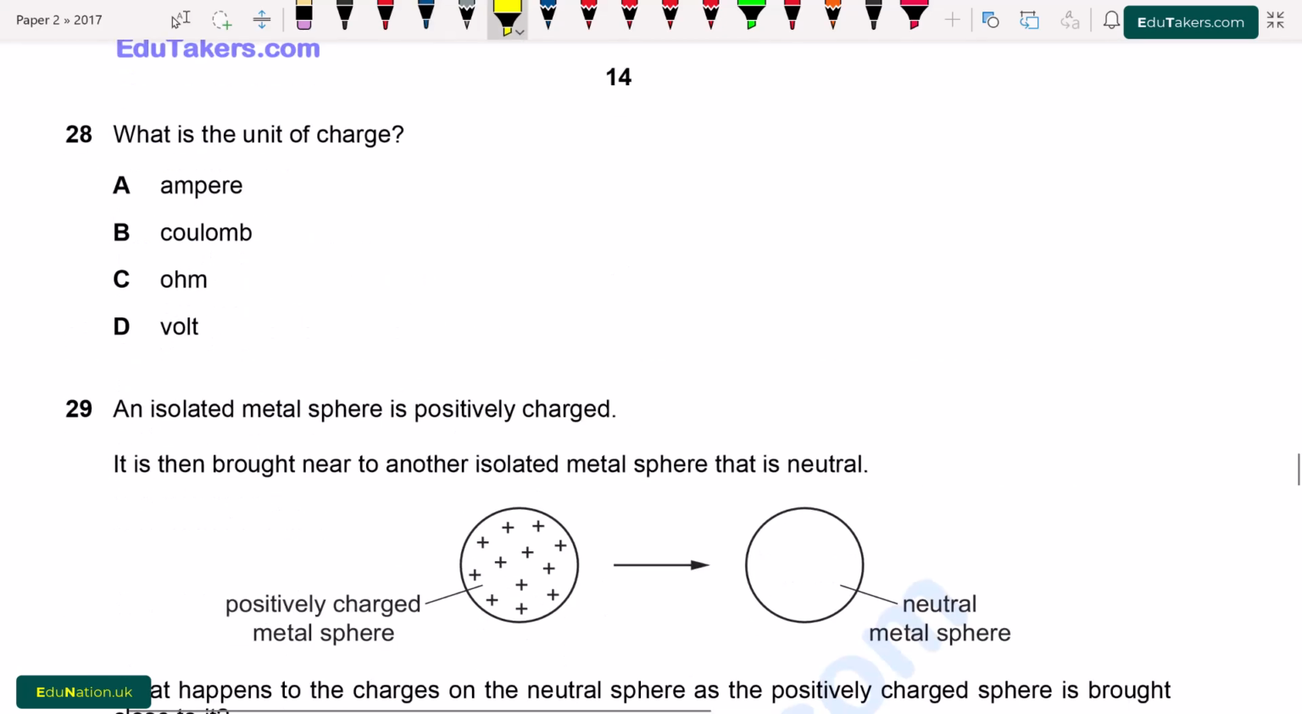Question number 28. What is the unit of charge? Option A. Ampere. B. Coulomb. C. Ohm. D. Volt. So the unit of charge is coulomb. Option B is correct.